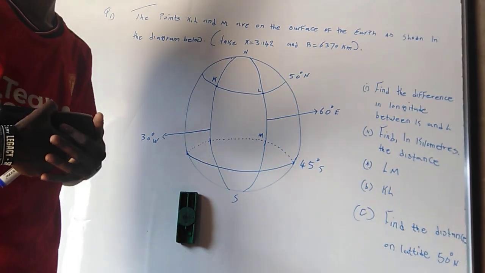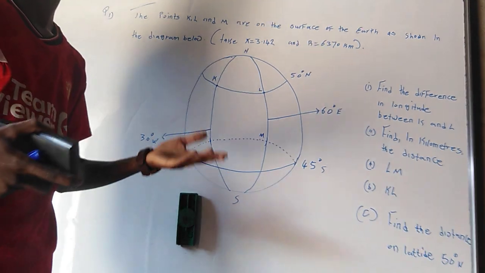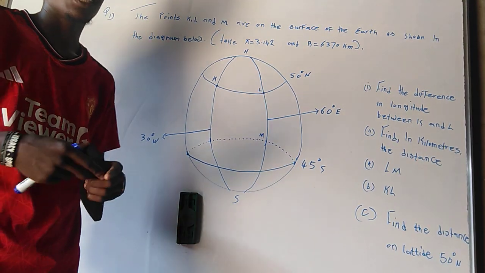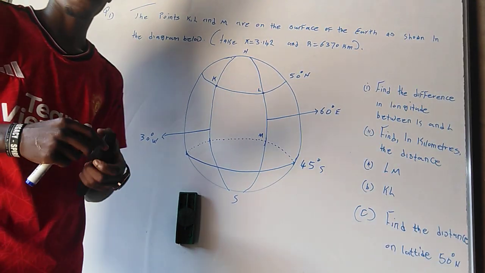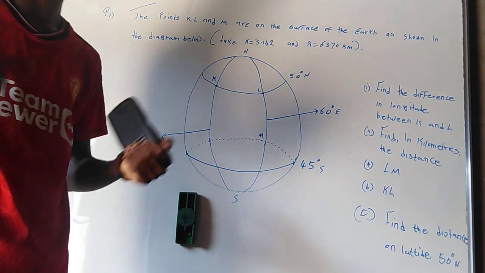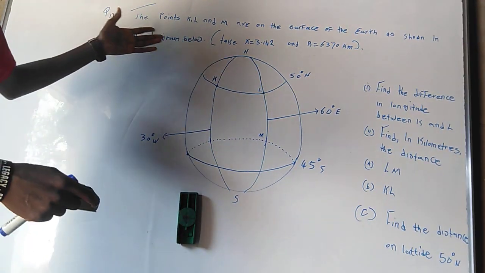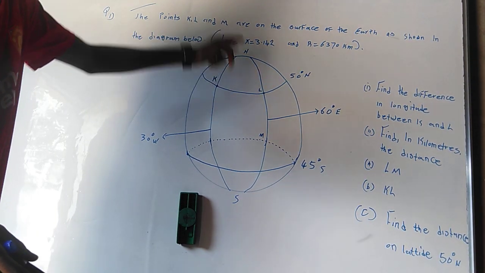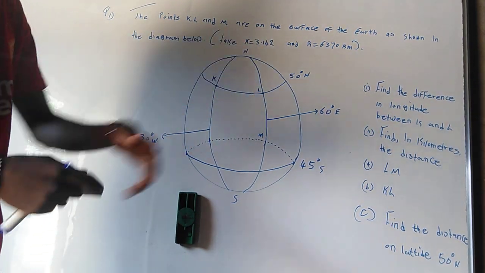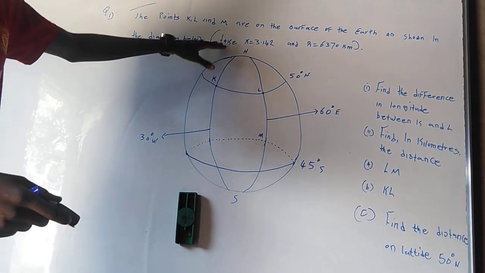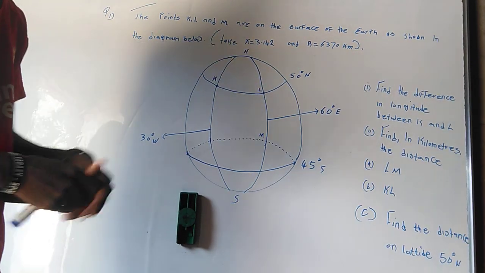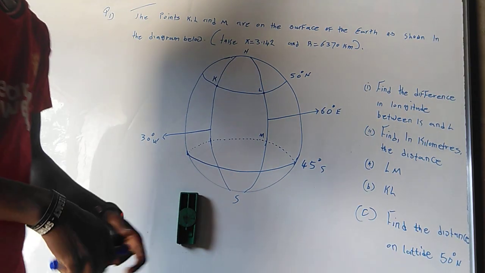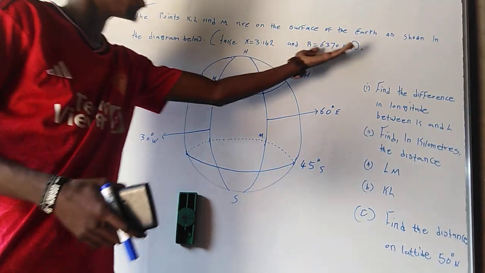Earth geometry. Earth is just a planet that is about third from the sun, and geometry is a branch of mathematics that deals with the size and position of a certain area. So the points K, L, and M are on the surface of the Earth as shown in the diagram below. Take pi to be 3.142, and R, which is our radius, to be 6370 kilometers.